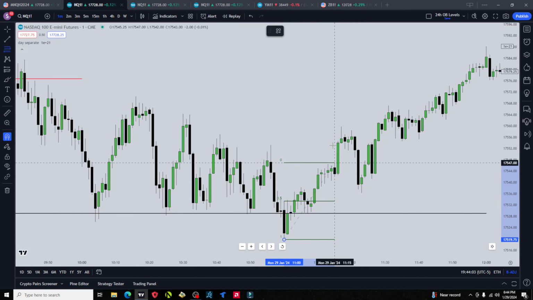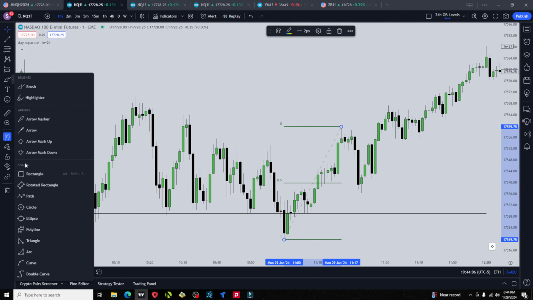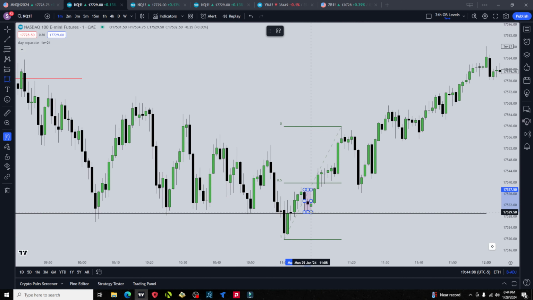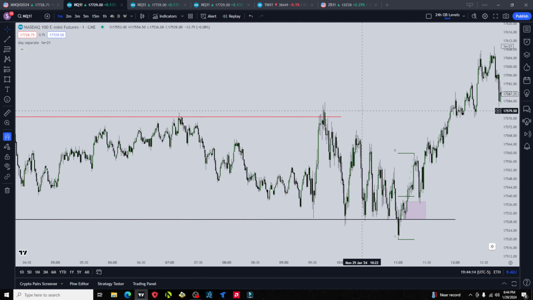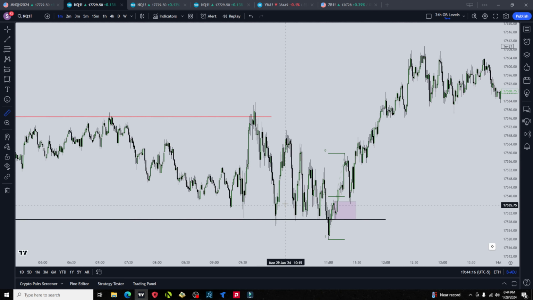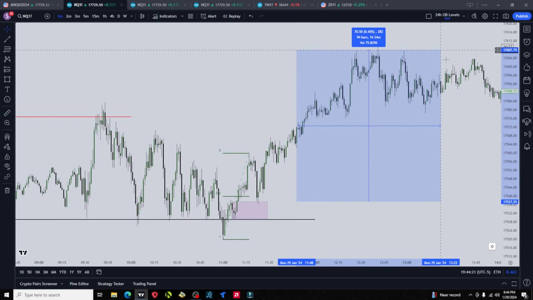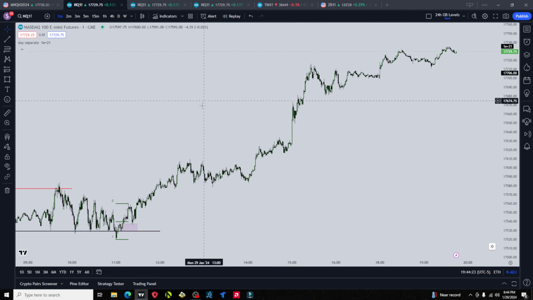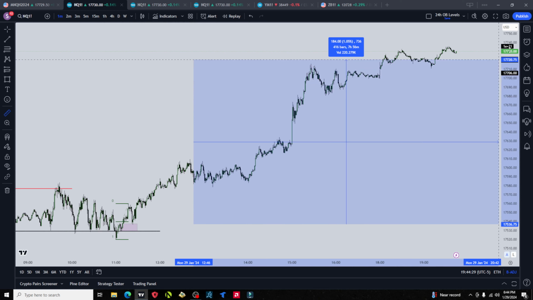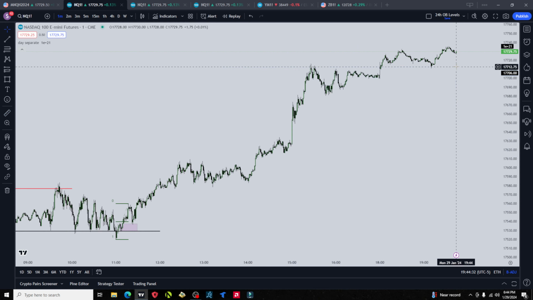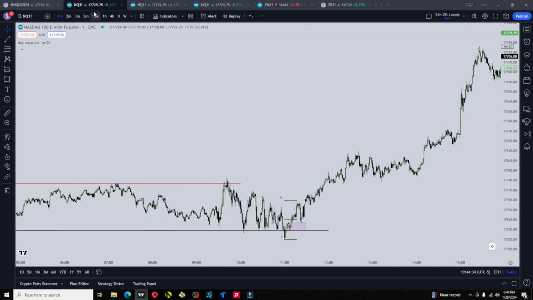If I grab a fib from bottom to top, and I'll draw out this order block for you, you can see price traded down and went higher from there. If we measure it from here to here, 70 points, and that wasn't even the bulk of the move. That was, I don't know, a half of it, a third of it. 170. So good move today.